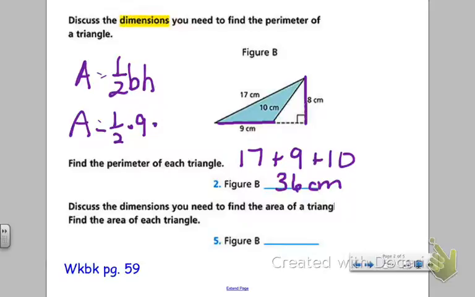It's 8 centimeters tall, and it is perpendicular to the base when you extend the base out a little bit, and you can see the right triangle. So I would have to do 1/2 times 9 times 8, or 9 times 8 and then divide it by 2, your choice. But either way, you're going to get an area of, that's 36 as well. But this time 36 square centimeters.